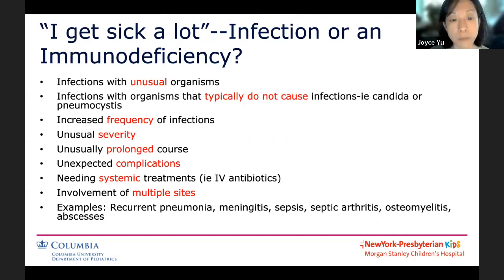And having involvement in multiple sites. Examples of this may be someone who has recurrent pneumonias, or someone who had a meningitis, or a bone infection, or an infection in a joint like septic arthritis, or having lots of abscesses. These may be indicators that maybe you have an underlying immune deficiency, versus someone who's just been unlucky and had lots of infections.